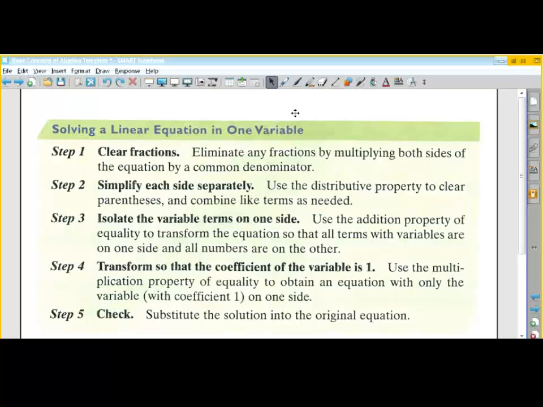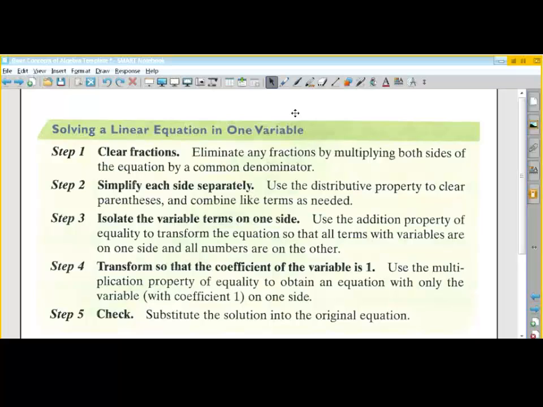The first step is to remove any fractions that you have in your original equation. Now theoretically, you wouldn't need to remove the fractions, but it makes the problem a whole lot easier to solve if you do. If you have any decimals, you want to remove those. You want to end with an equation that only involves whole numbers.